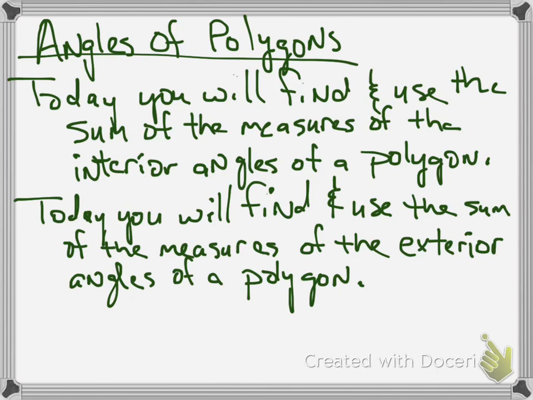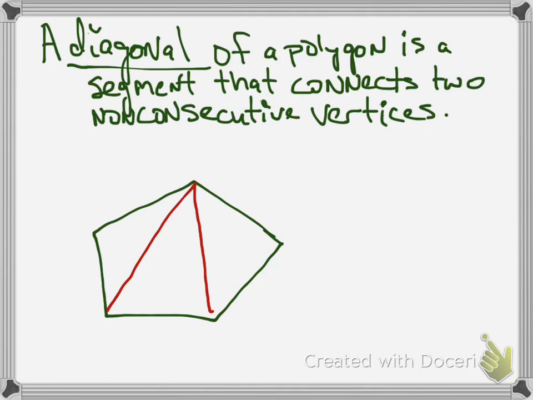Okay, so how do we start off with this? Well, first off, we need to define what is a diagonal. A diagonal of a polygon is a segment that connects two non-consecutive vertices. So if I go from a point like here on top and I connect it to other corners or other vertices on that polygon, that's a diagonal.